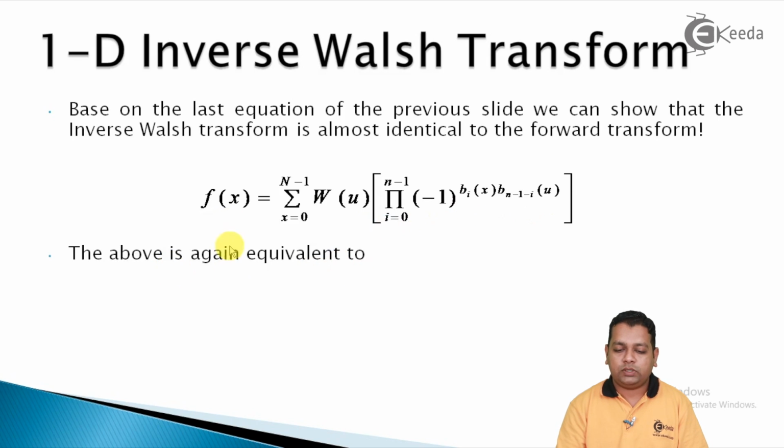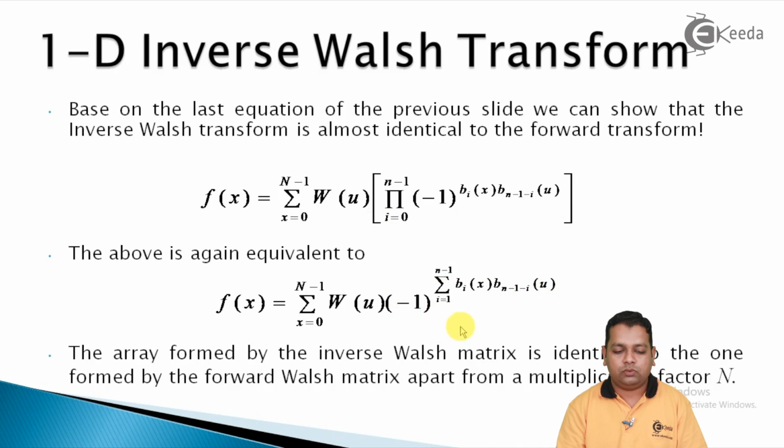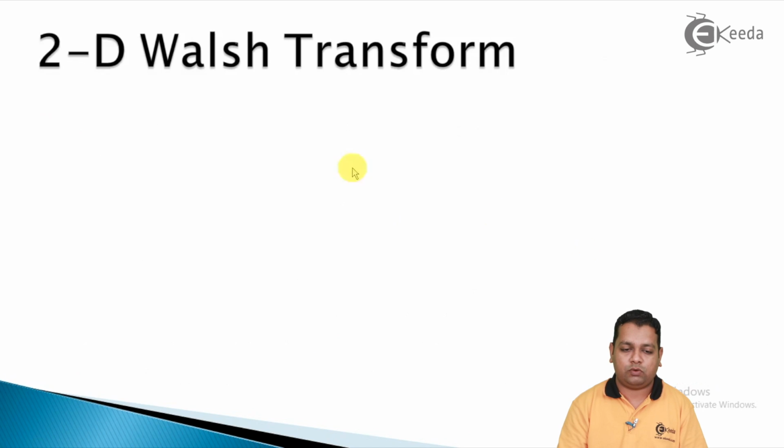So the above equation can also be represented in another way. Instead of this particular square bracket, it will be minus 1 to the power of the summation of all these particular products. So the array formed by the inverse Walsh matrix is also identical to the one formed by the forward Walsh matrix, apart from the multiplicative factor n. This is actually the simplicity that is offered in the Walsh transform.